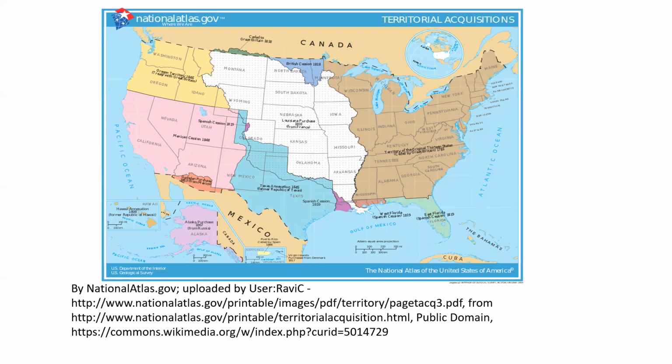The brown or tan section is the land won from Great Britain after the American Revolution. The white section is the Louisiana Purchase, bought in 1803 from France. Look at the dates on some of those purchases. You got 1845, 1848, 1846. The country was getting a lot bigger right before the Civil War.